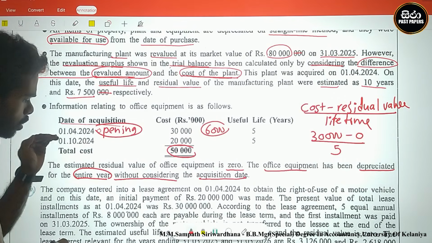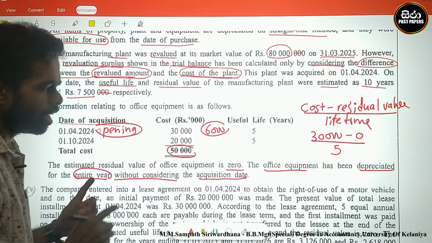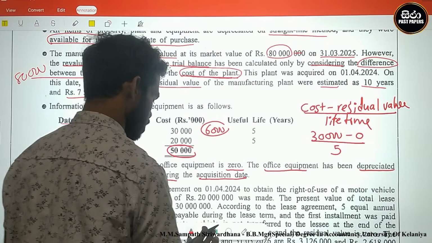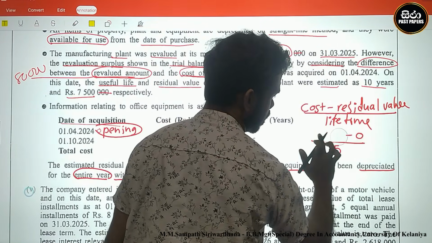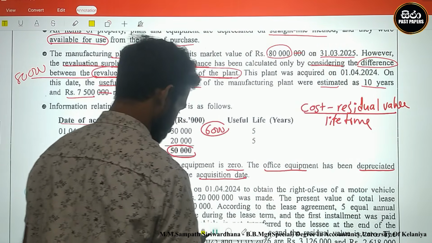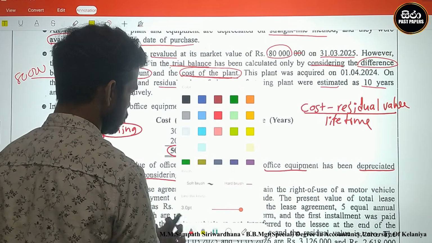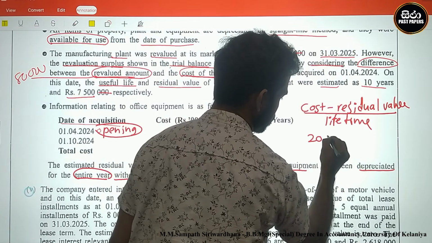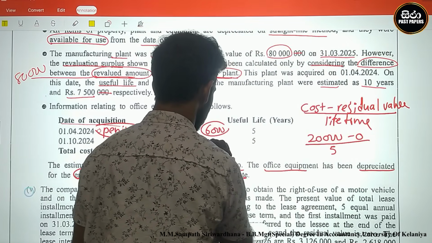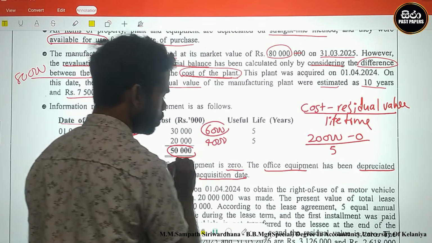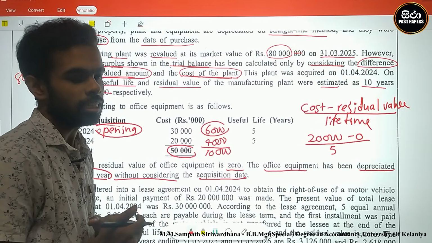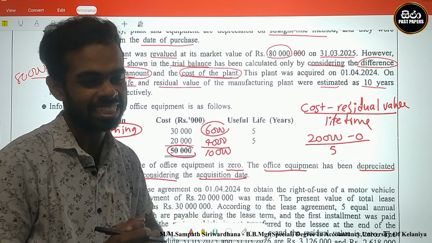For this one, without considering the acquisition date, I depreciate this 20,000. What is that? 20,000 is the cost. There is no residual value, divided by 5. The answer is 4,000. What is the total annual depreciation? 10,000. They already accounted 10,000 depreciation.